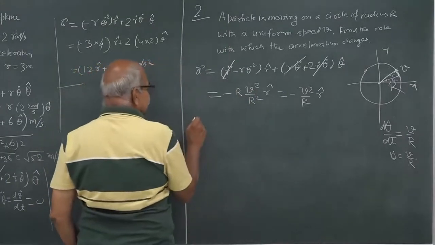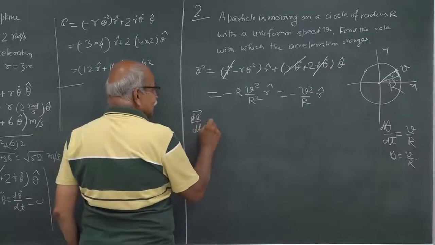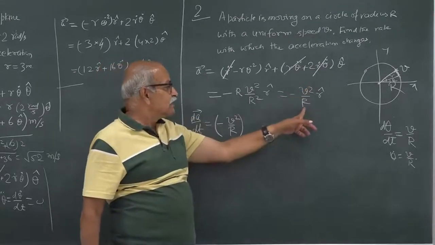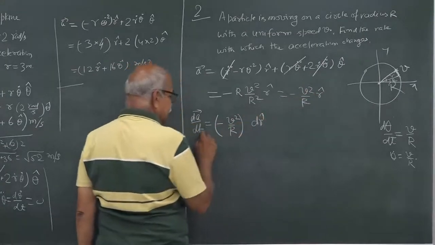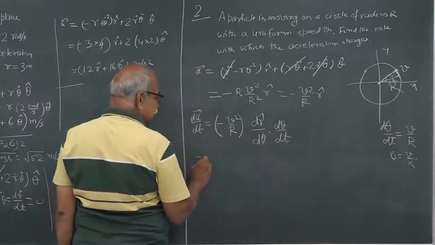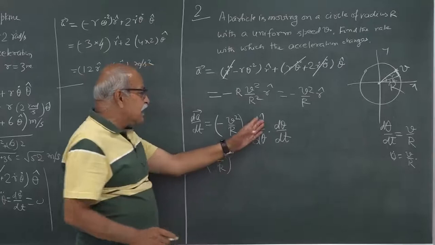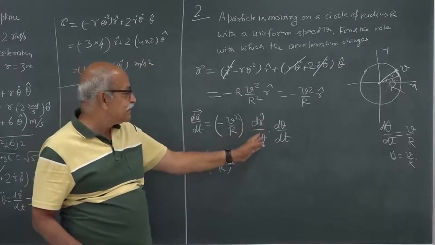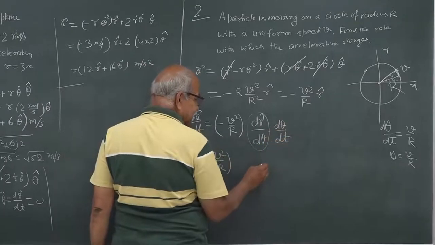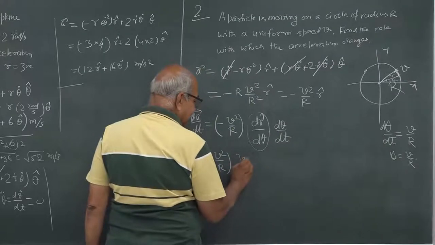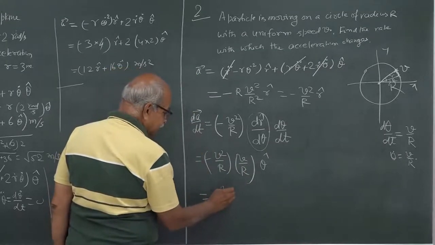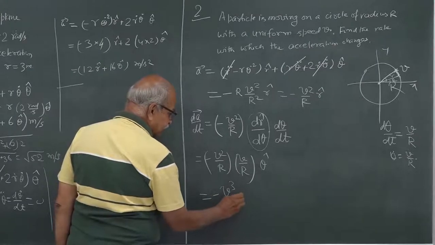Now comes rate of change of acceleration, dA by dt. So that is minus v square by r, which is constant, right? Minus v square by r is constant times r cap. So this is d r cap by dt, which is d r cap by d theta, and then d theta by dt, times minus v square by r. And what is d r cap by d theta? d r cap by d theta is theta cap. Okay, we must have done it. So this is theta cap, and d theta by dt is this one, v by r. So this is v by r, and then this theta cap. So this rate of change of acceleration is minus v cube by r square, and then theta cap.